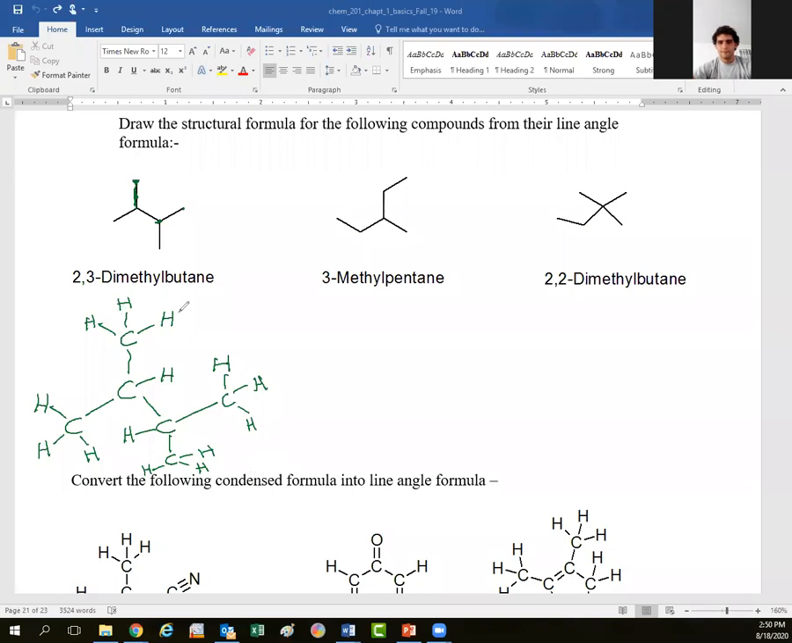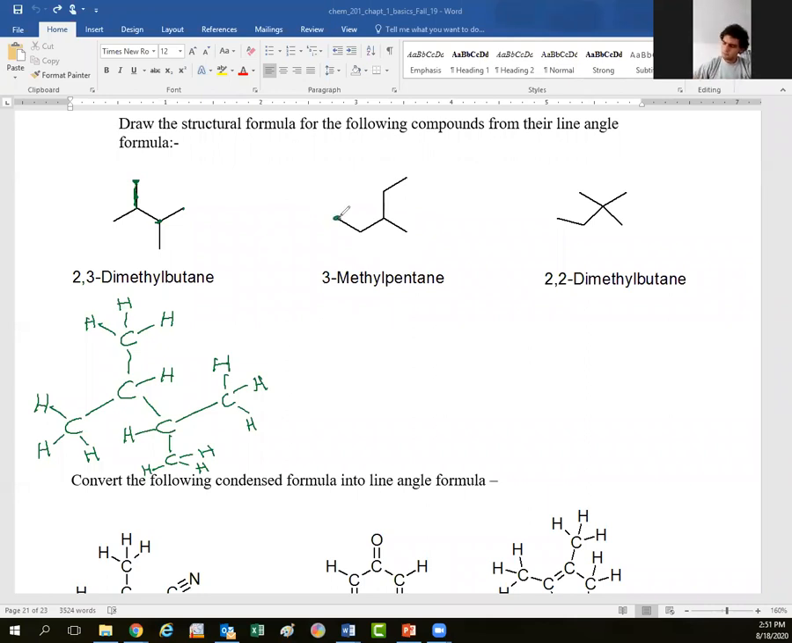So there's the actual full structural molecule from the condensed. We're just taking out a lot of the clutter. Most important bonds in any hydrocarbon are the carbon to carbon bonds, making up the backbone to the molecule. Next one, with the 3-methylpentane.